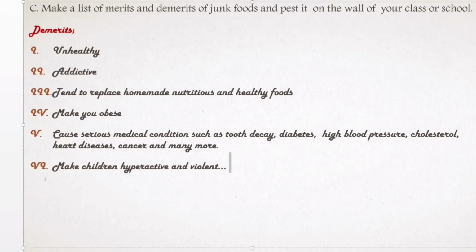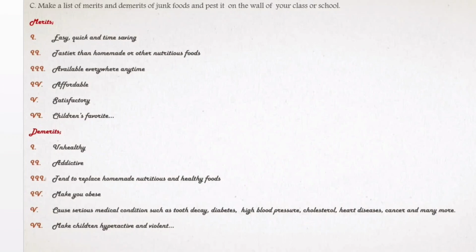You can write these merits and demerits in your copy or on chart paper and paste it on your classroom's wall. So your answers will look like this. First one, merits here, and then next one, demerits. Next question.